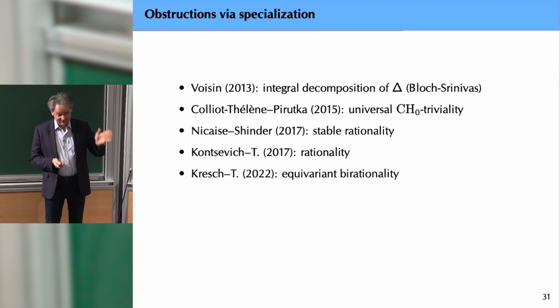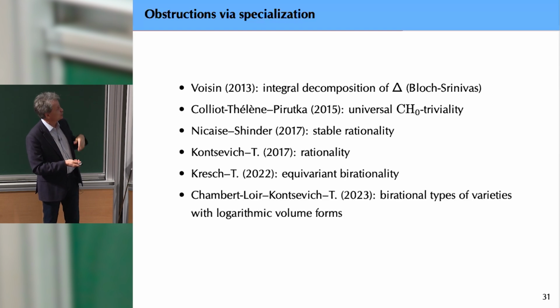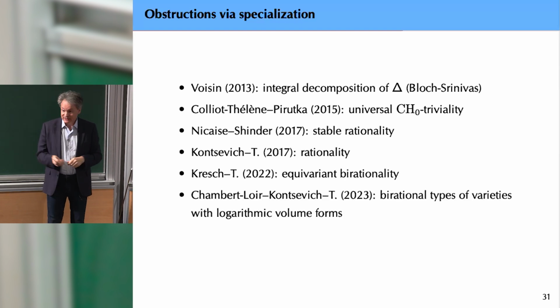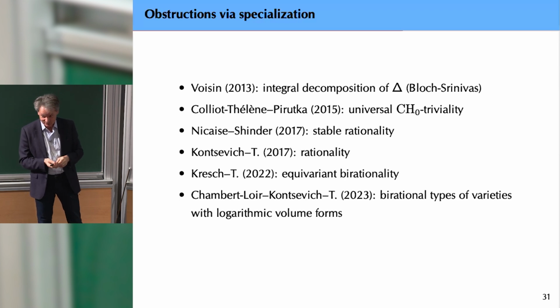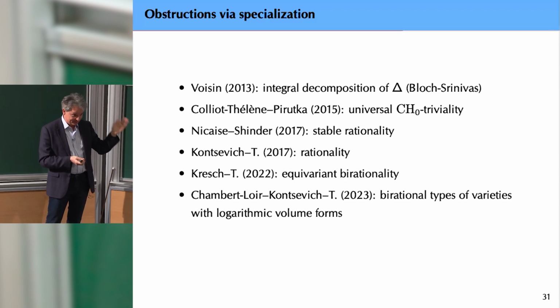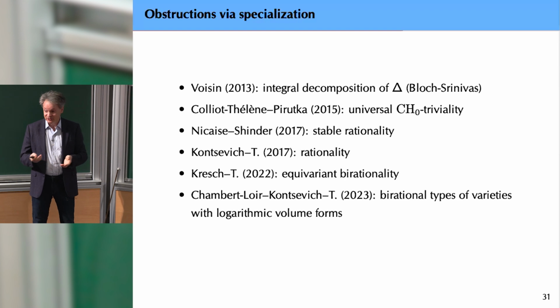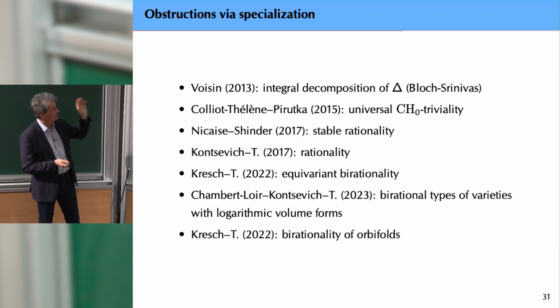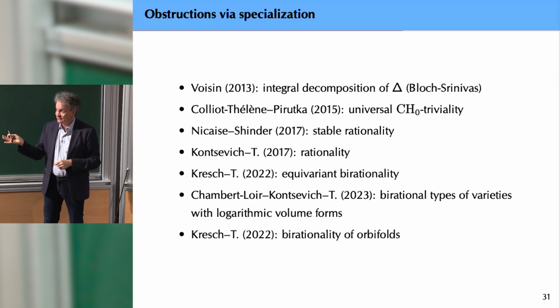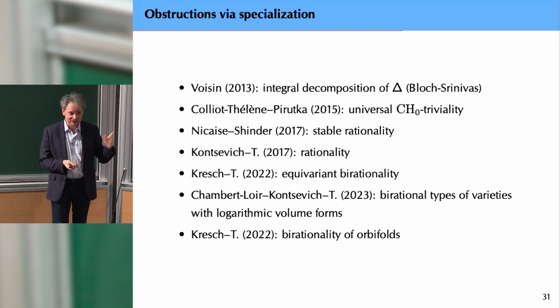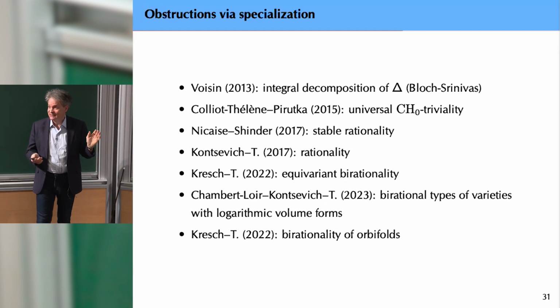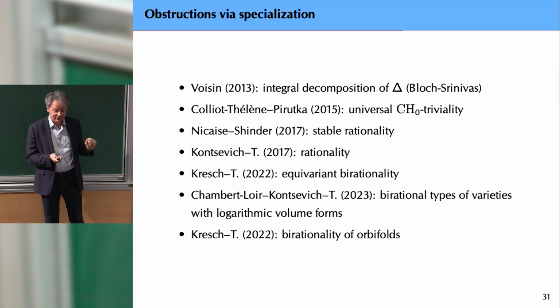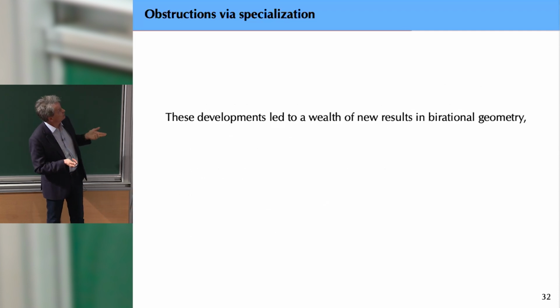In other words, varieties with G actions, and you can push it further. You can look at varieties with logarithmic volume forms, and last year you have a paper on specialization of birational types of varieties with logarithmic volume forms. And with Andrew, we also looked at stacks and orbifold specialization in that context. So you have all kinds of specialization things, but so these are general theorems. How are these used?